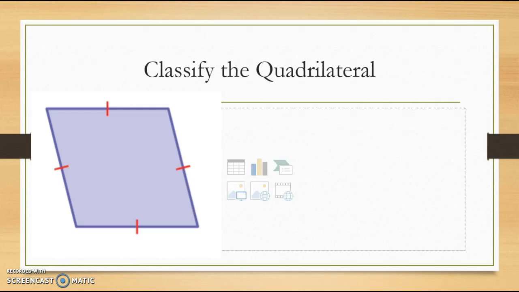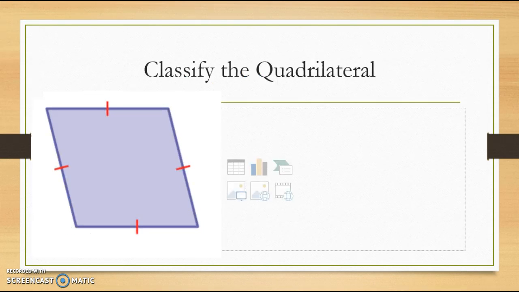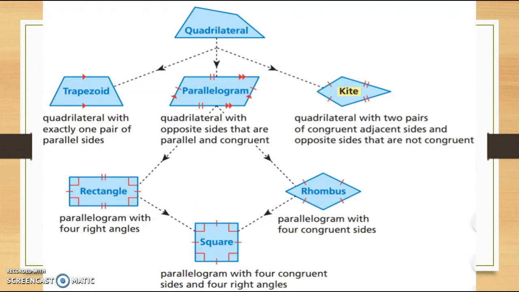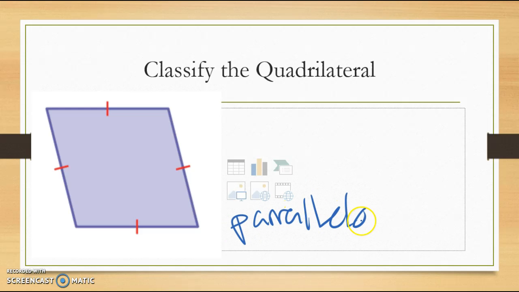So our first question here asks us to classify this quadrilateral, so I'm going to refer back over here. So we have a trapezoid, parallelogram, and kite. This shape right here, we would call this one a parallelogram because it is a quadrilateral where sides are parallel and congruent. We know that they are congruent because we have these four little tick marks here. So here we would call this a parallelogram.